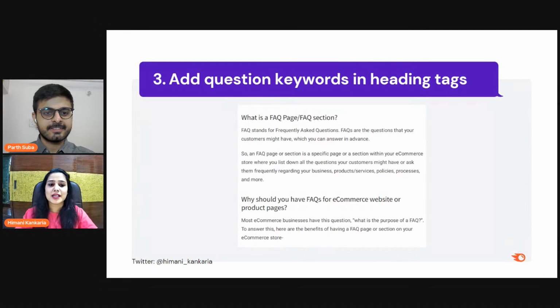So the next question is whether to add question keywords in heading tags. You might have seen the screenshot that I shared earlier, which had this question in a featured snippet. So I believe in adding question keywords in the heading tags, but not necessarily always. Say, for example, if I have added "why should you have FAQs for e-commerce website or product pages", I might have "10 reasons why you should have FAQs for e-commerce website". Those can depend on the search volume of those keywords.